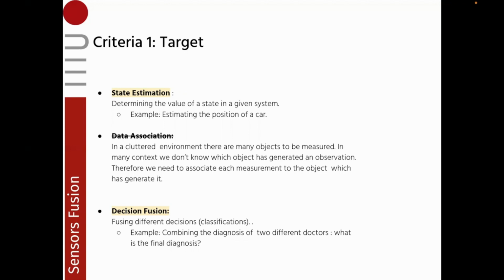Decision fusion, I think, is the most important one. As we have seen in our example, decision fusion is when we are trying to fuse decisions. An example could be combining the diagnosis of 2 different doctors. What is the final diagnosis? This is, in my opinion, the most interesting for our scope.